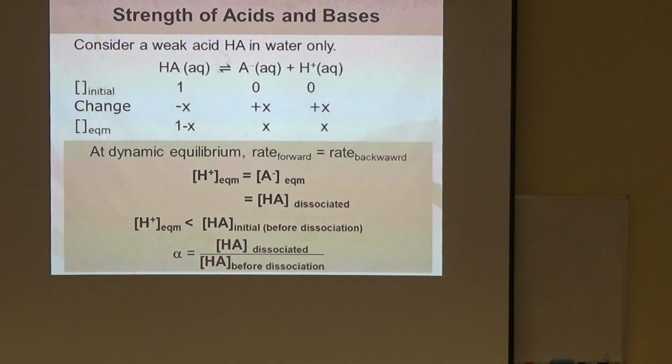So you can take the HA at equilibrium to be almost the same as the initial. Okay? So alpha is defined as whatever dissociated over whatever was not dissociated, that means the initial.